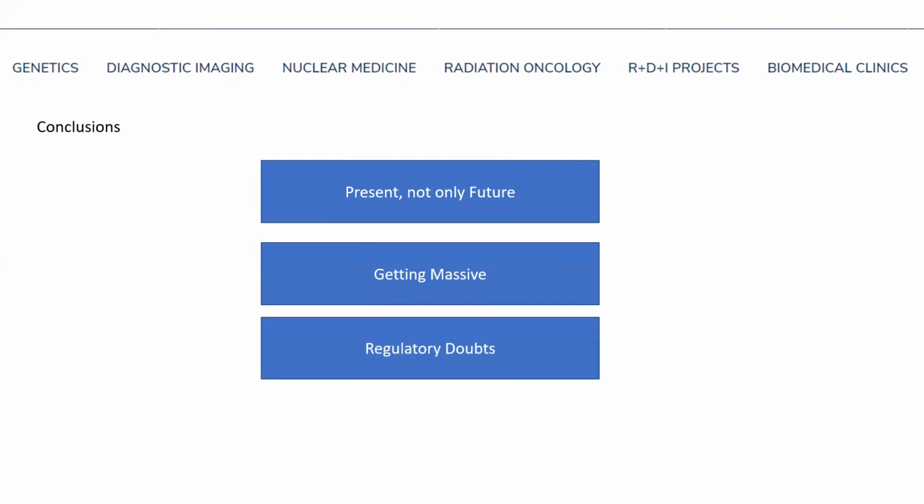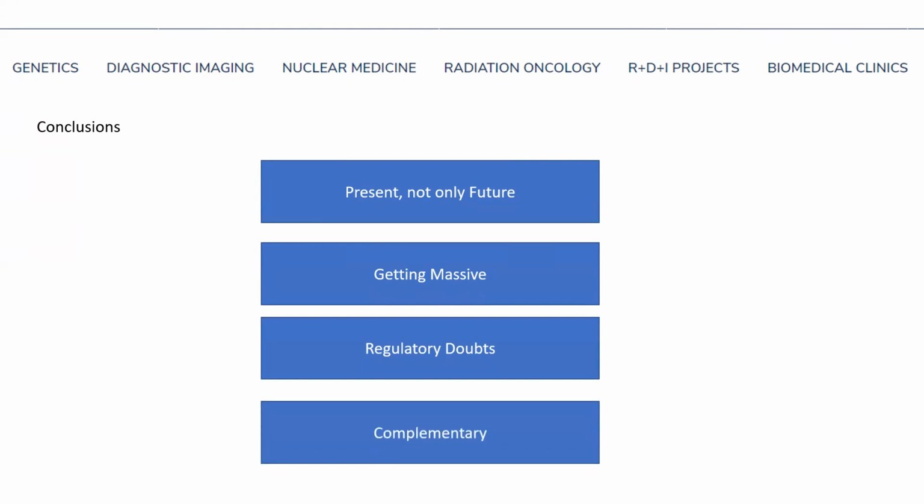There are nowadays, from our point of view, some regulatory doubts that need to be solved. And it's always a complementary technique, a complementary technology, not a substitute for the actual technologies in medicine. Thank you.